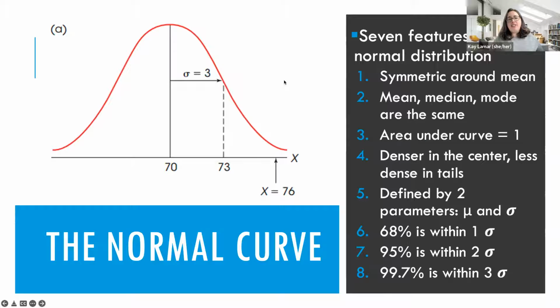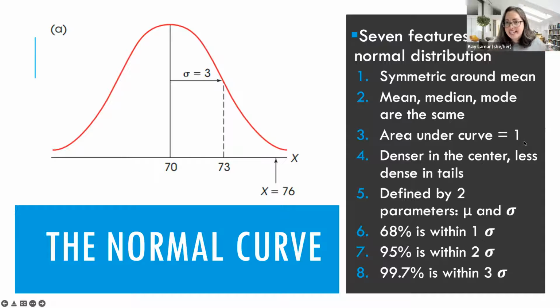Now, there are 7 different features that are always present in a normal distribution. And again, some of them we've talked about already. We know that there's symmetry here, that the normal distribution is symmetric around the mean. It's also symmetric around the median and the mode because they're all the same value. Now, the next thing that's pretty important is that the area under the curve is equal to 1.